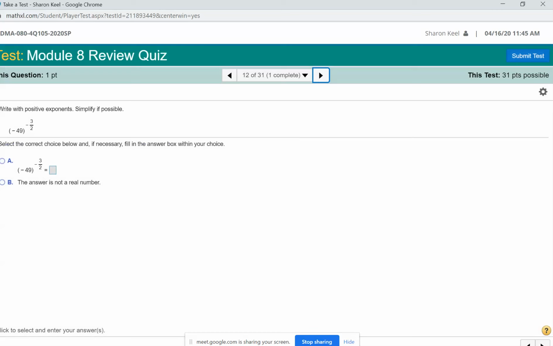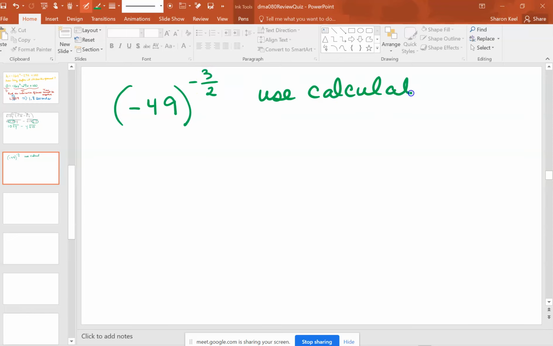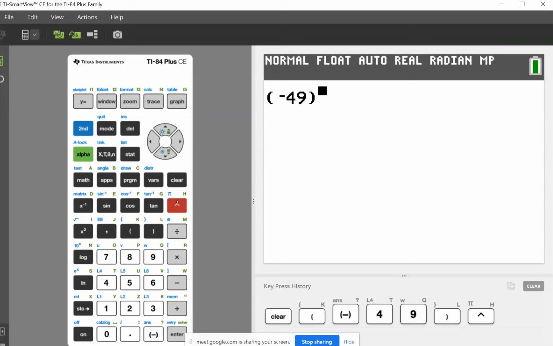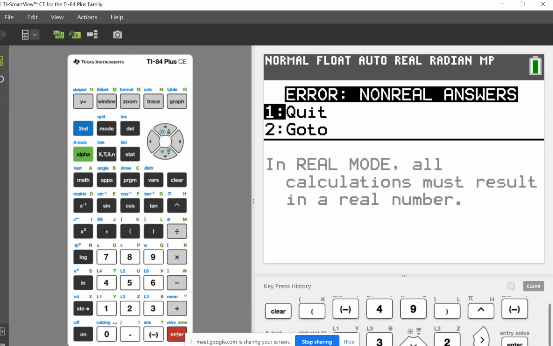Write with positive exponents, simplify if possible. So negative 49 raised to the negative 3 halves. So we have negative 49 in a parenthesis raised to the negative 3 halves. When you do this problem, please use your calculator. Okay? So here you're going to type in your negative 49. You're going to raise it to the power of a negative 3 halves. Okay, we're going to press enter.